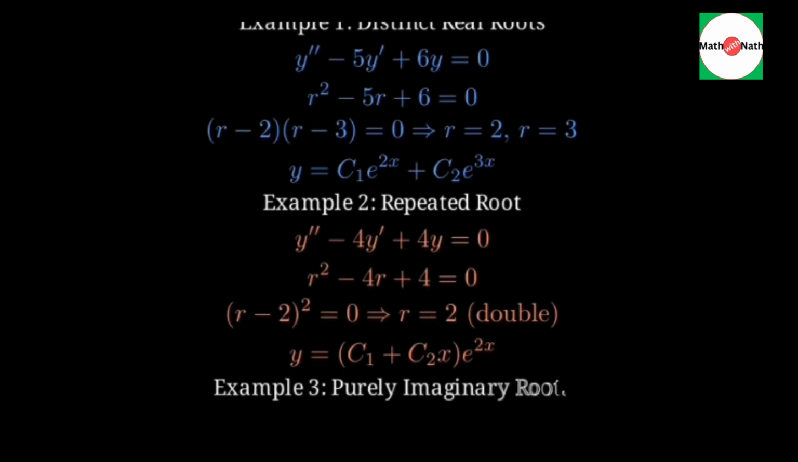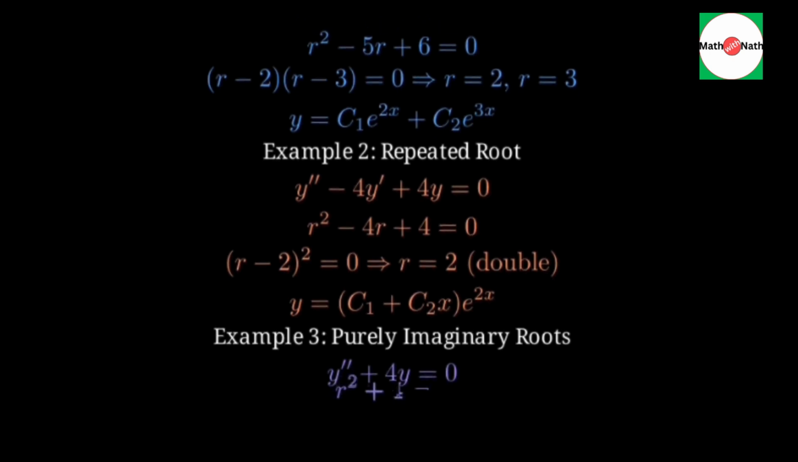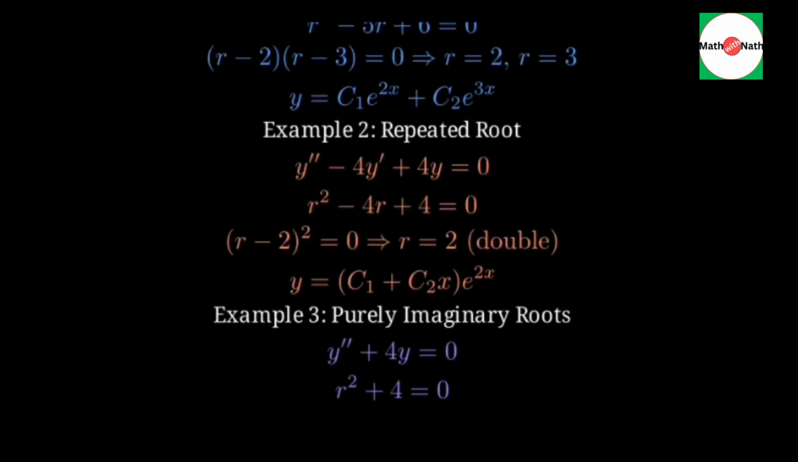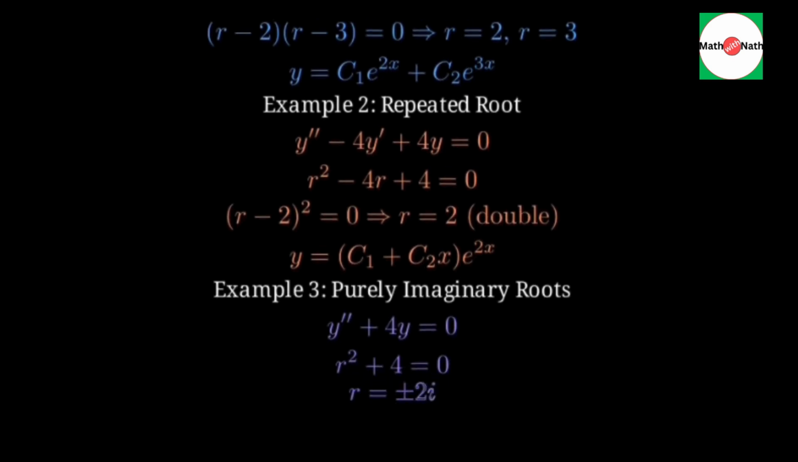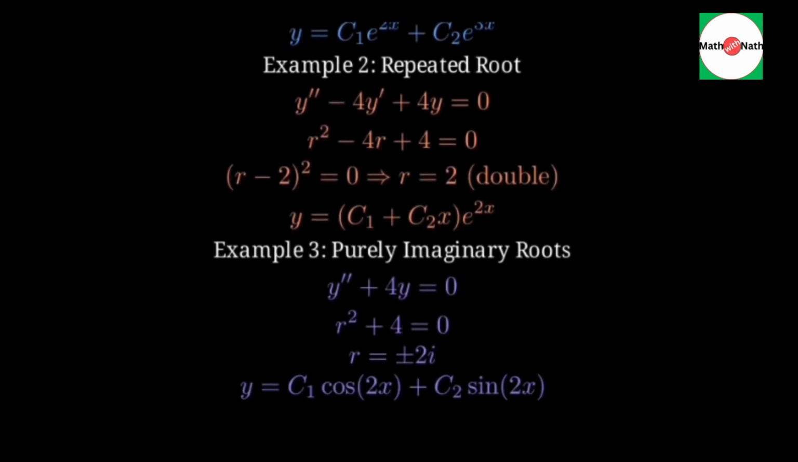Example 3. Complex roots with 0 real part. Solve y double prime plus 4y equals 0. The characteristic equation is r squared plus 4 equals 0. So r equals plus or minus 2i. Complex roots of a plus or minus bi give e to the ax times cosine and sine terms. Here a is 0, so the solution is c1 cosine 2x plus c2 sine 2x.